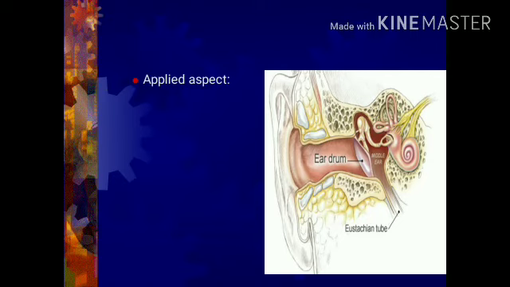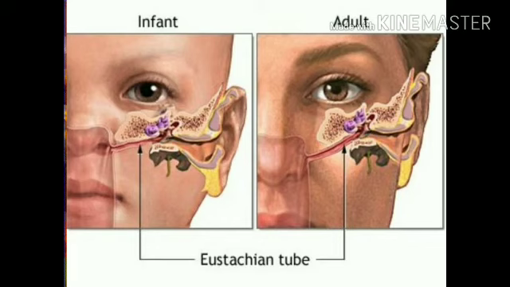Applied aspect: the eustachian tube is usually closed but it opens during swallowing or yawning and it equalizes the pressure on either side of the tympanic membrane. The eustachian tube of infants is shorter as compared to adults and therefore chances of middle ear infection are more frequent in infants as compared to adults.